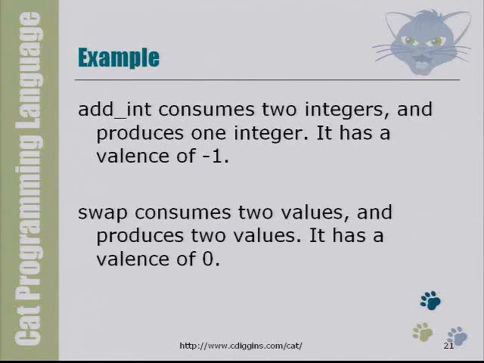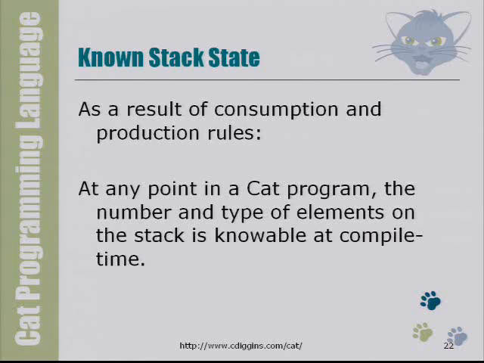Here are a couple of simple examples. AddInt is a function. It consumes 2 integers and produces 1 integer, so it has a valence of -1. Swap consumes 2 values and produces 2 values. It has a valence of 0. As a result of the consumption and production rules, you always know the state of a stack. It's never ambiguous.